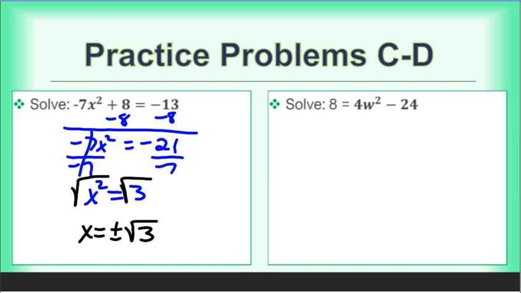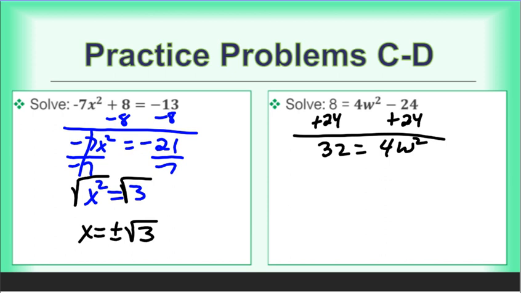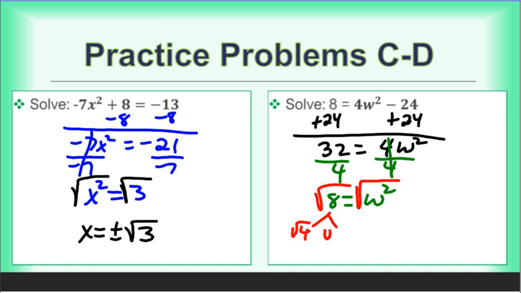Next one, 8 equals 4w squared minus 24. I add 24 to both sides to get 4w squared by itself. And I get 32 equals 4w squared. Get w squared by itself, I divide by 4. I get 8 equals w squared. To undo a square, I find the square root of both sides. And I can break down the square root of 8, which is 2 square root of 2. So w would equal positive and negative 2 times the square root of 2.